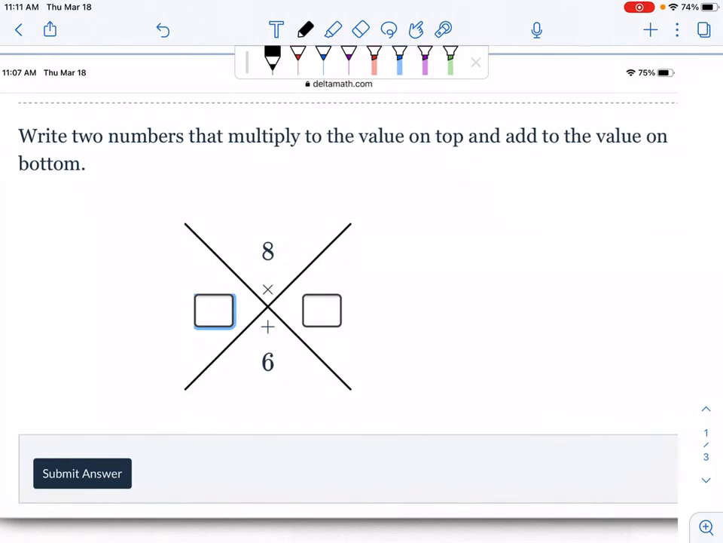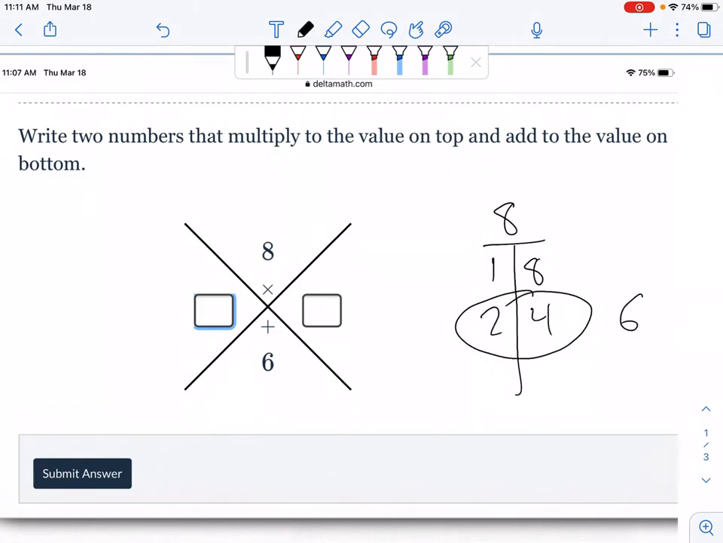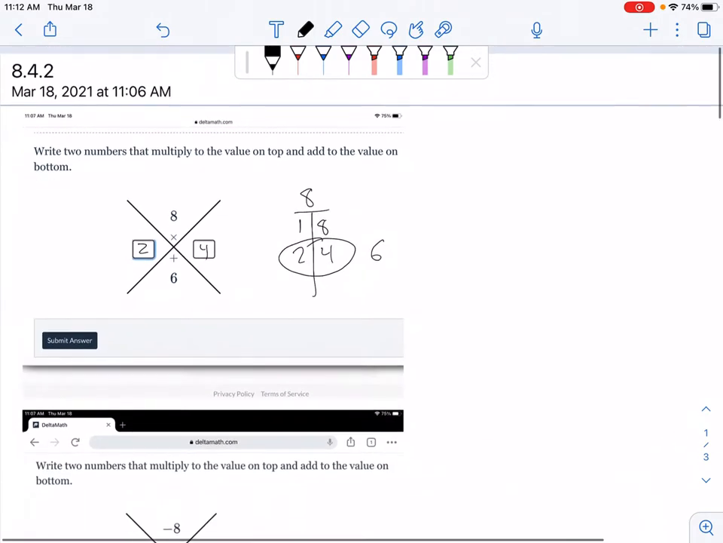8 and 6. So the factors of 8 are 1 and 8, 2 times 4. And 2 times 4 does make 8. 2 plus 4 makes 6. So 2 and 4 would be our numbers there.